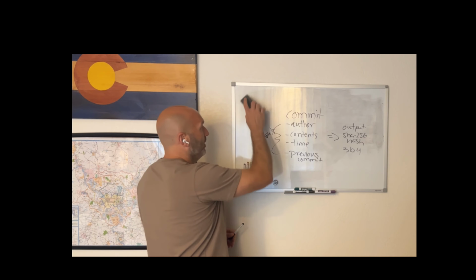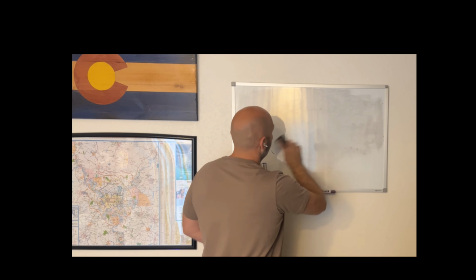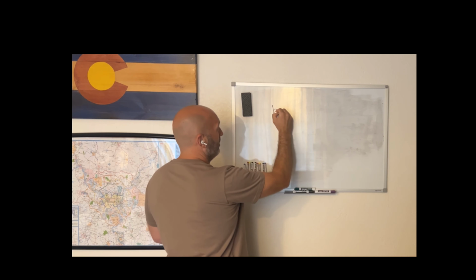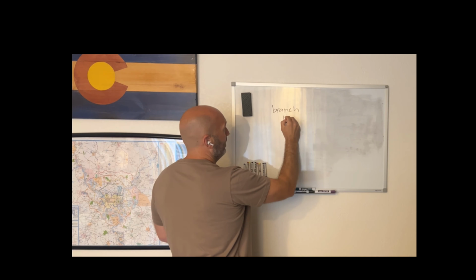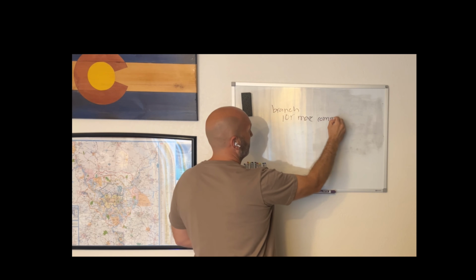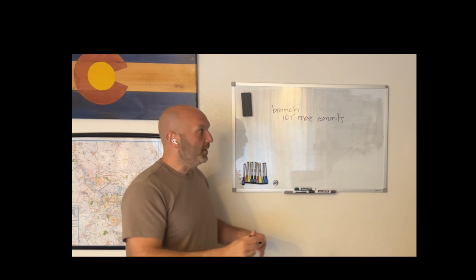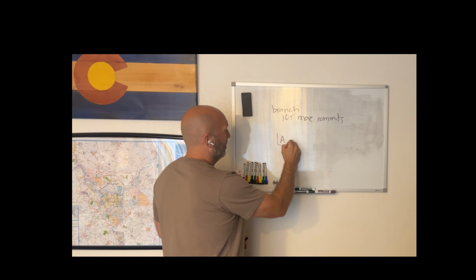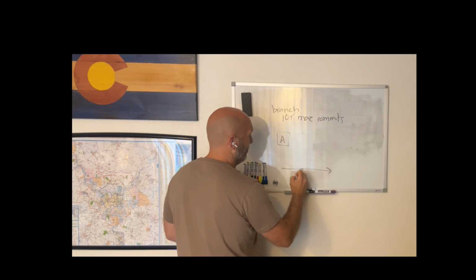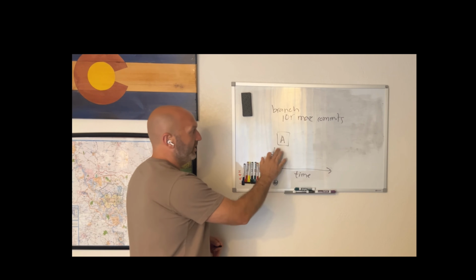So let me erase this. Let's clear the board. And then let's talk about the anatomy of a branch. Well, a branch is one or more commits. For this example, I'm just going to use letters here. In our example, we're going to have time. So time flows left to right. So anything that happens here is earlier.